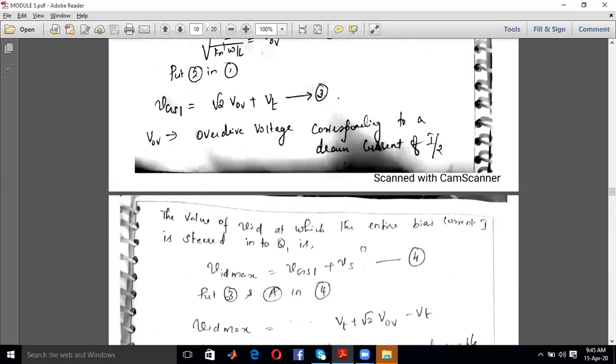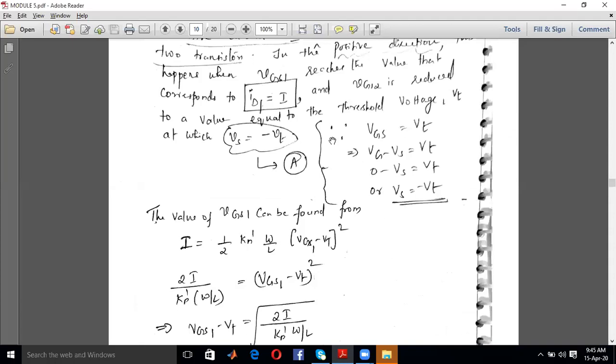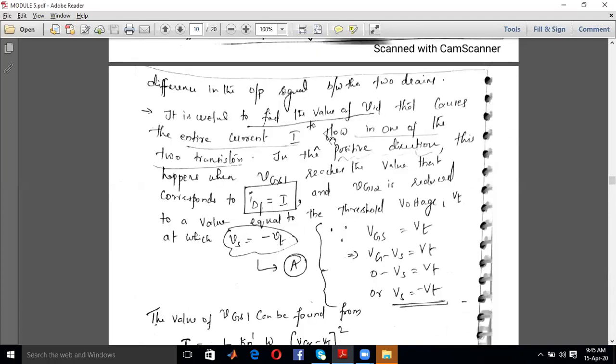Understood? This I'll repeat again once more. What I have done is, my intention is to find the maximum value of VID that will allow the entire current I to flow through Q1 at the same time Q2 is off. To make Q2 off, you have to give a ground voltage at gate 2. But take care that the second transistor VGS is VT. So VGS is equal to VT means VG minus VS is equal to VT. VG is 0 because I didn't apply any voltage at the gate of Q2. So 0 minus VS equal to VT, so VS is equal to minus VT. So these two conditions we'll be dealing with later.